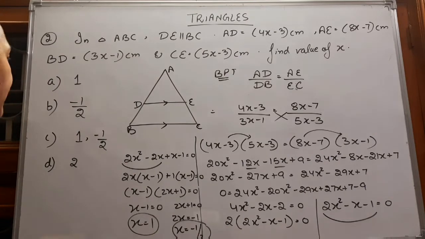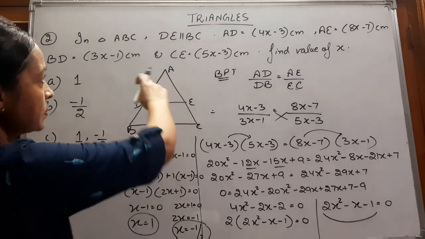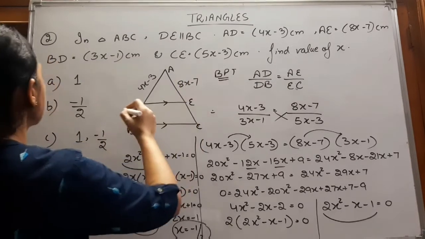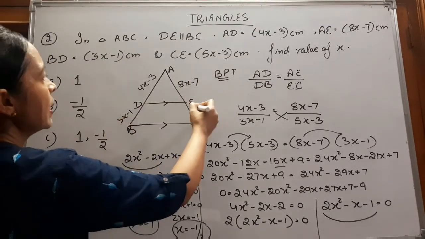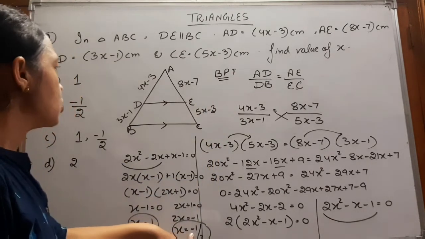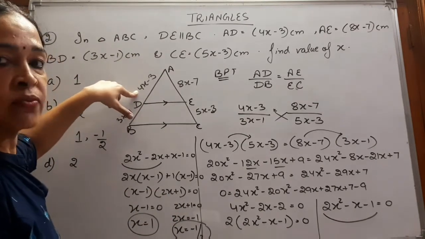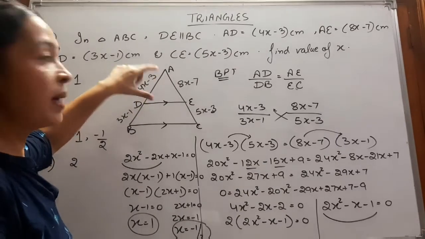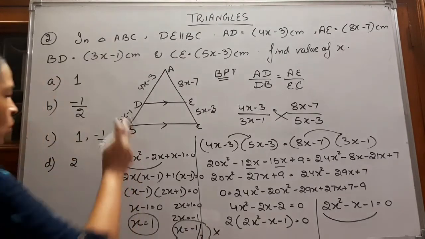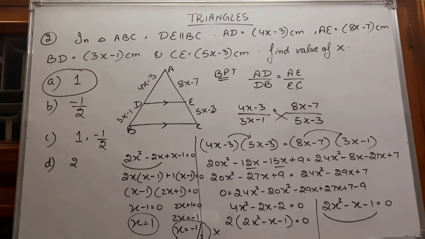So which option will be correct? Option C? No. Check your sides. This side is 4x minus 3, this is 8x minus 7, here we have 3x minus 1, and here we have 5x minus 3. If we take the value of x equals minus 1 by 2, what will be the length of AD? 4 into minus 1 by 2 is minus 2, minus 3, minus 5, and length can't be negative. So we will reject this option. Our answer will be x equals 1. So option A is our correct option.